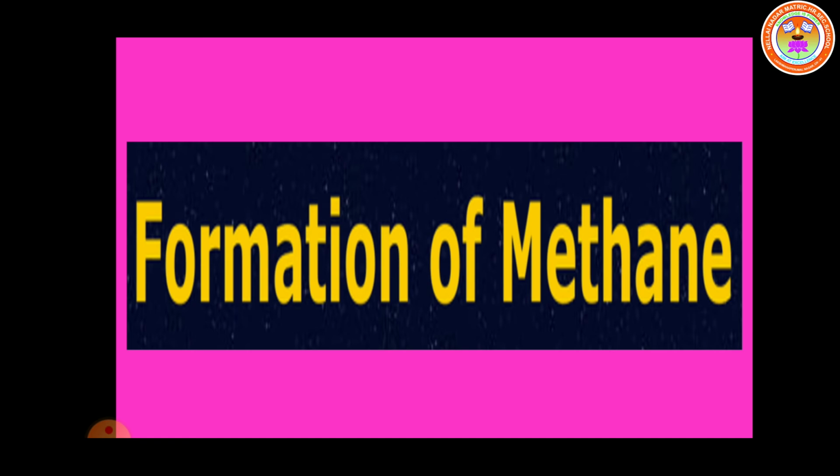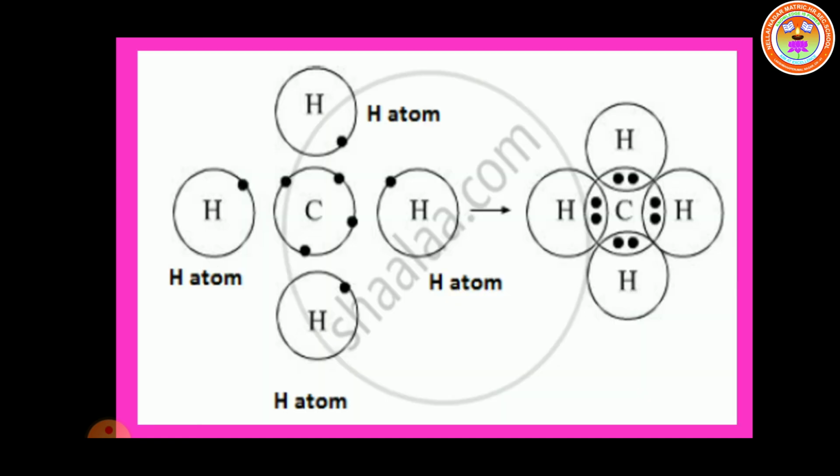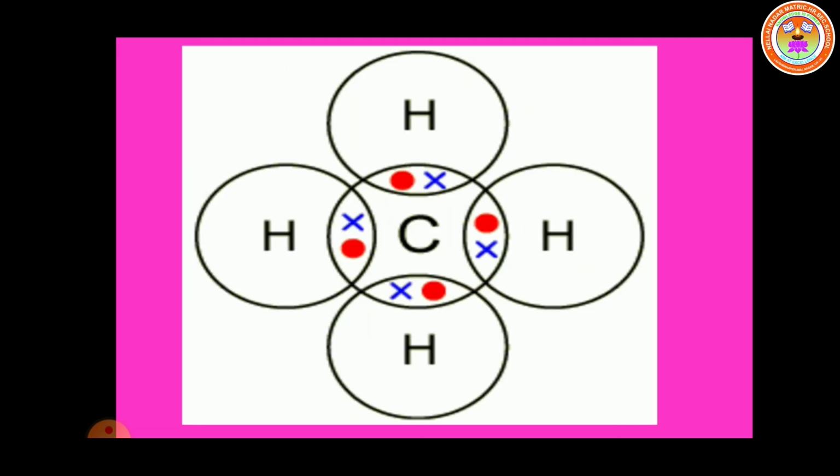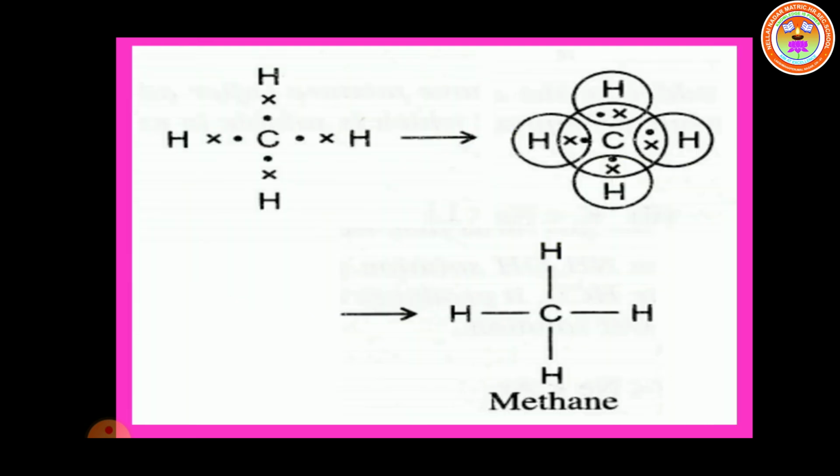Next example, formation of methane. A methane molecule is formed by the combination of 1 carbon and 4 hydrogen atoms. The carbon atom has 4 valence electrons. These 4 valence electrons are shared with 4 atoms of hydrogen to achieve a stable electronic configuration. This is the formation of a methane molecule. So the 4 valence electrons from carbon are shared with the hydrogen valence electrons.